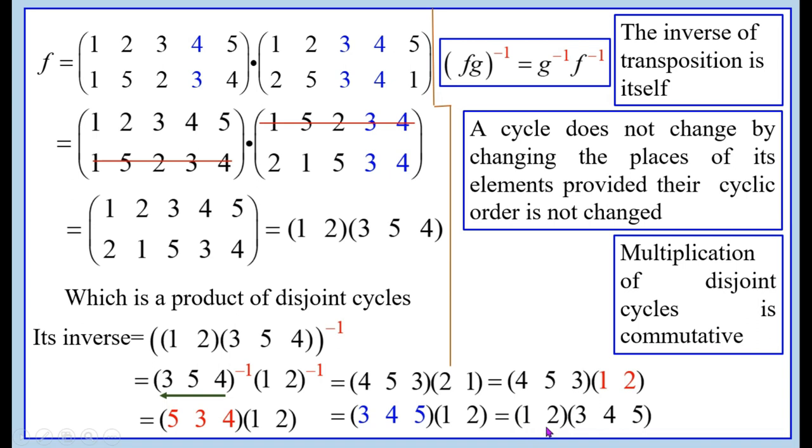the cycles (1 2)(3 4 5). Thus the inverse of the given product is the product of the cycles (1 2)(3 4 5). So we can write any answer. You can write the product as (4 5 3)(2 1) or the answer as (4 5 3)(1 2) or as (5 3 4)(1 2) or the product (3 4 5)(1 2) or you can write the product (1 2)(3 4 5). In all these arrangements, the two cycles are disjoint.